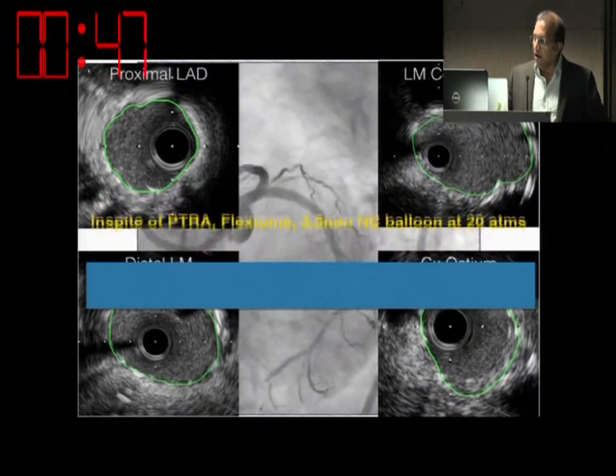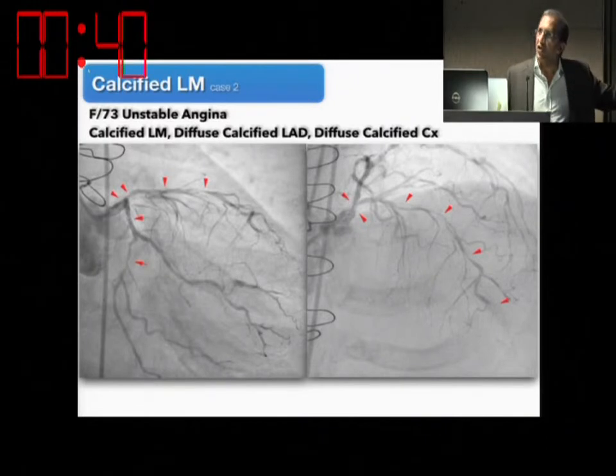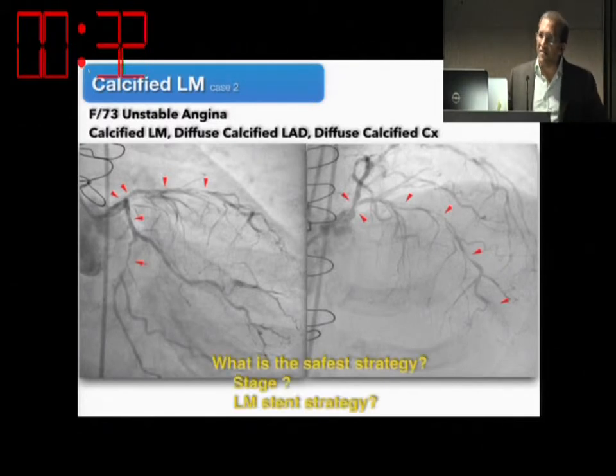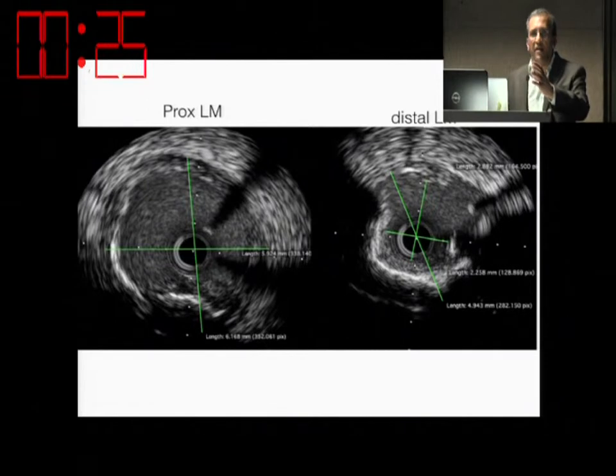So we know that. Now, as against that, if you look at this diffuse calcified lesions, all options gone. Post-surgery, LIMA is already wasted in this artery. You can see the diffuse disease. So what do we do? What is the safest strategy? When you do an IVUS, you can realize that the left main is 6 millimeters. Then the confluence is around 5.9, again 6.